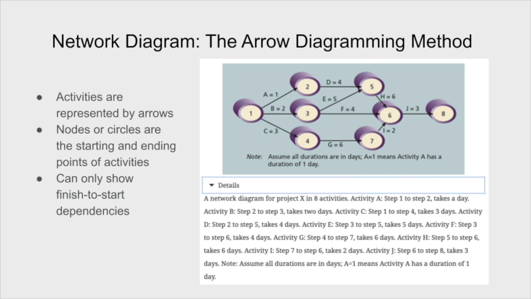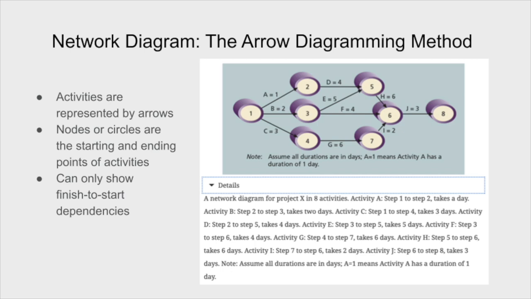First, let's look at the arrow diagramming method. The arrow diagramming method has something called nodes and arrows. Nodes are circles, and they are the starting and ending points of an activity. The activity itself is symbolized in the arrow or above the arrow. So for example, activity A takes place between node 1 and 2.